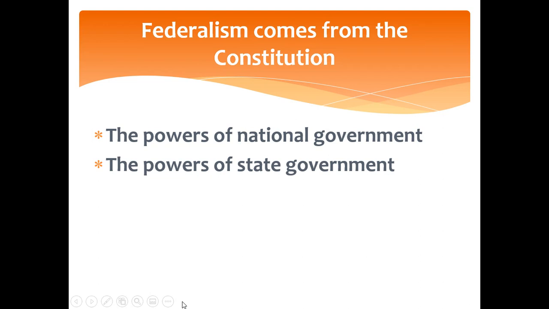However, we do see powers that are shared between the national and the state government. They do share some powers. These are called concurrent powers, CONCURRENT. The shared powers are concurrent powers. So powers that are exercised or possessed both by the state and national government. The easiest concurrent power to illustrate is the power to tax.